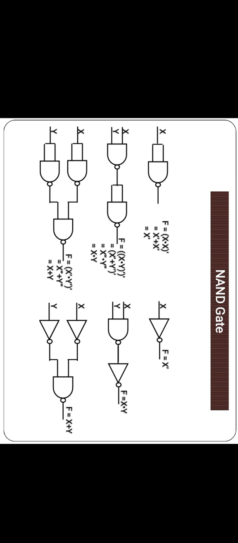The application of NAND gate is it can be used to implement any digital circuit. The Boolean expression of NAND gate is Y equal to (A into B) the whole bar. Next gate is NOR gate.